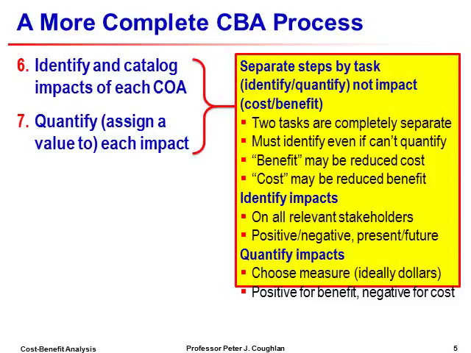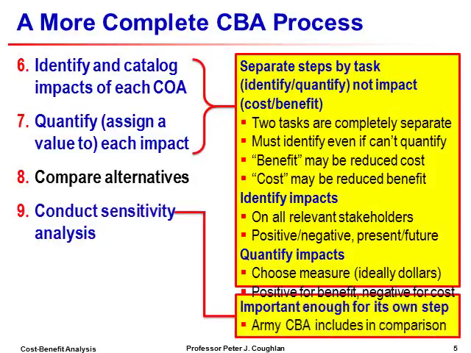Step 8 is to compare the alternatives. That is unchanged, if you will, from step 7 of the Army CBA process, which is compare alternatives. However, I have a new step. I have taken the sensitivity analysis that was described under comparison of alternatives and separated it, because I think it's important enough for its own step, right? It was included in the comparison in the Army CBA approach, but I think the sensitivity analysis is so critical that it should be separated.